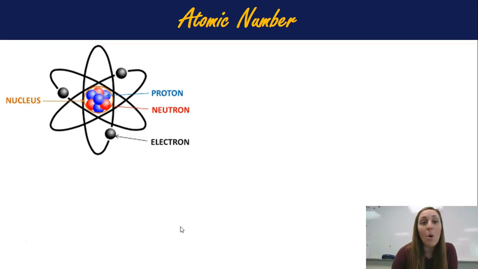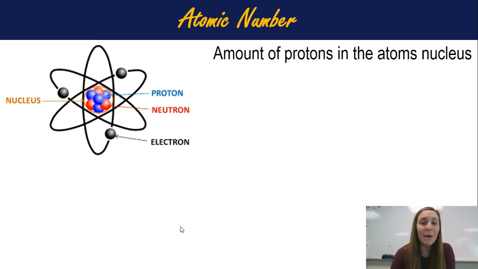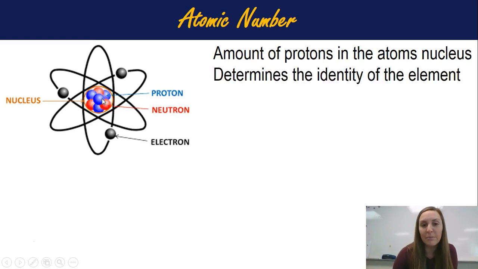Okay. So the first thing we want to talk about is what the heck is the atomic number. When we talk about the atomic number, it's the amount of protons in the atom's nucleus. So remember, protons are those positively charged things hanging out here in the center. They're shown as blue on here. I mean, that's just this model.